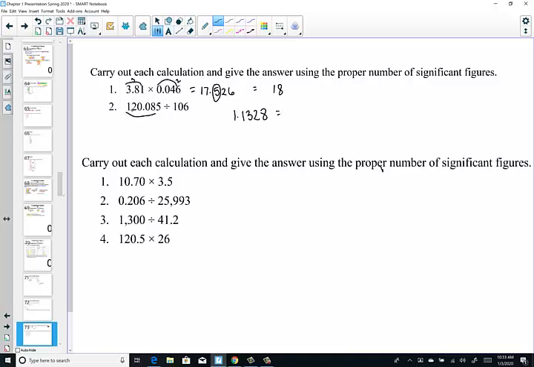This value has 1, 2, 3, 4, 5, 6 digits that are significant. This value has 3 digits that are significant. The 0 is between non-zero numbers, so it is indeed significant. My final answer can only be reported with 3 sig figs. 1.13 will be my final answer. The number that I'm going to drop begins with a 2, so I do not round up. The answer is 1.13.